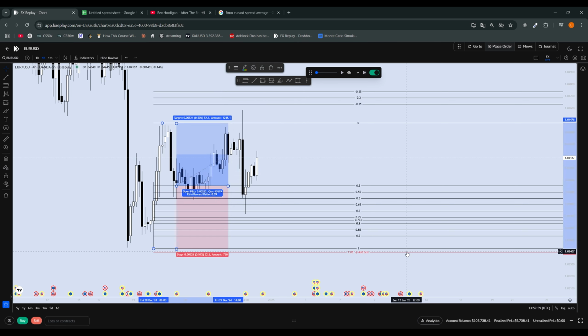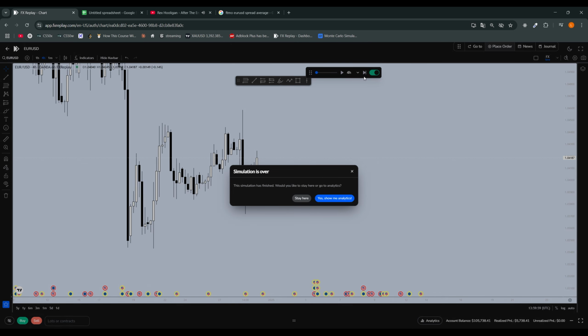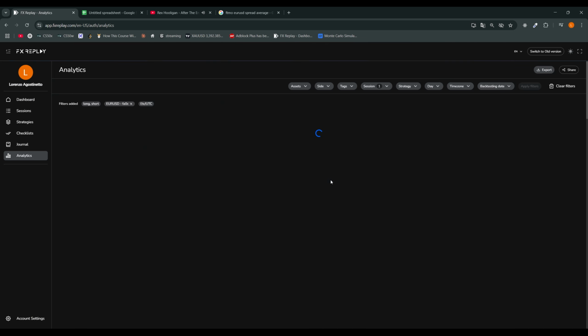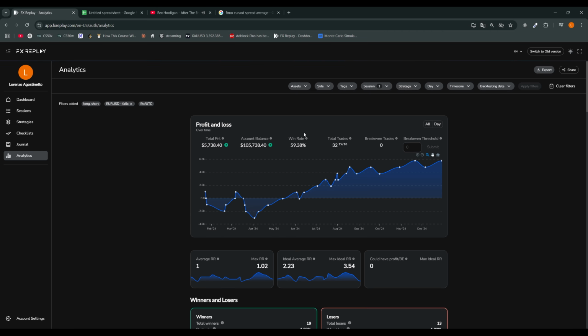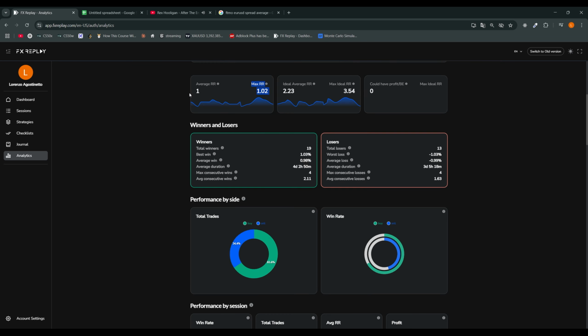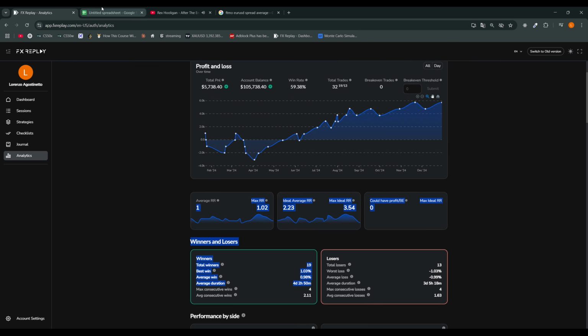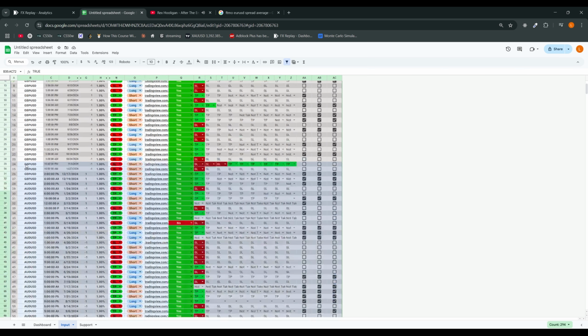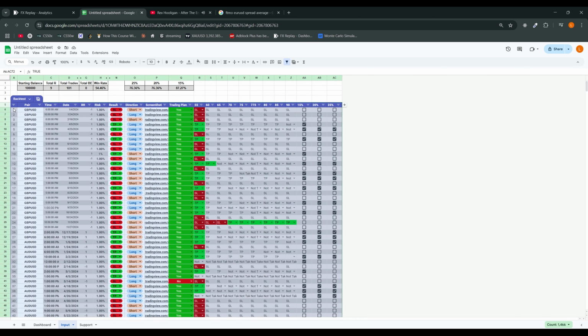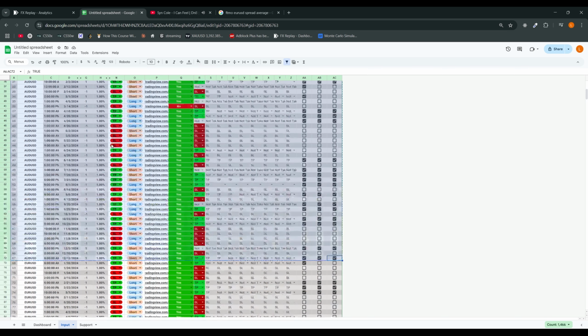Okay. So let's see the result. It went pretty good. I'm thinking. Yeah. Okay. Honestly, 60% win rate with a 1-to-1 risk to reward. See how the chart is pretty good, if you ask me.